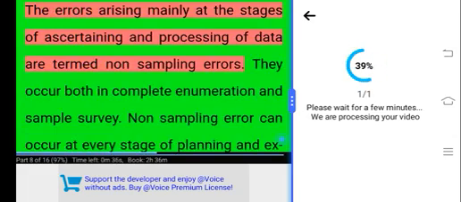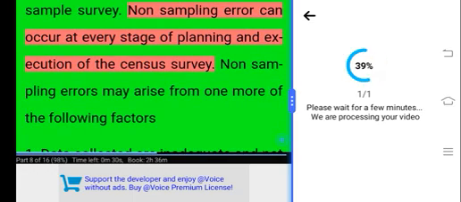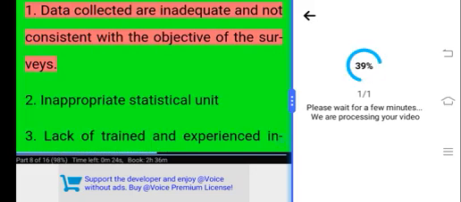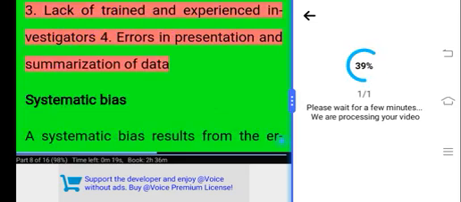Non-sampling errors. The errors arising mainly at the stages of ascertaining and processing of data are termed non-sampling errors. They occur both in complete enumeration and sample survey. Non-sampling error can occur at every stage of planning and execution of the census or survey. Non-sampling errors may arise from one or more of the following factors. 1. Data collected inadequate and not consistent with the objective of the survey. 2. Inappropriate statistical unit. 3. Lack of trained and experienced investigators. 4. Errors in presentation and summarization of data.